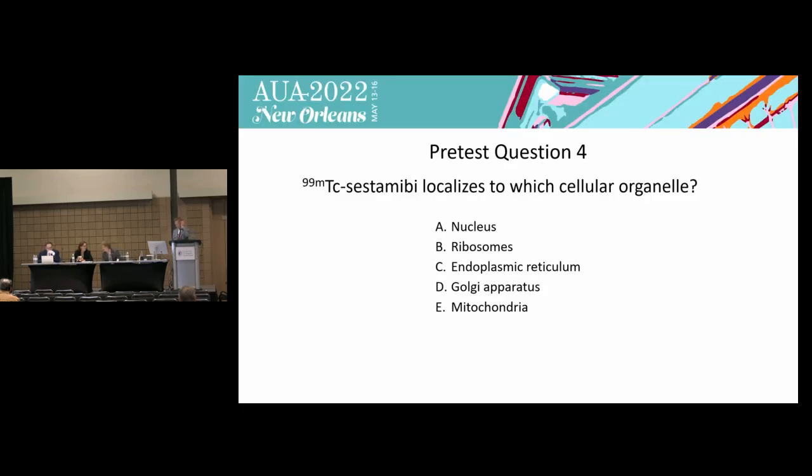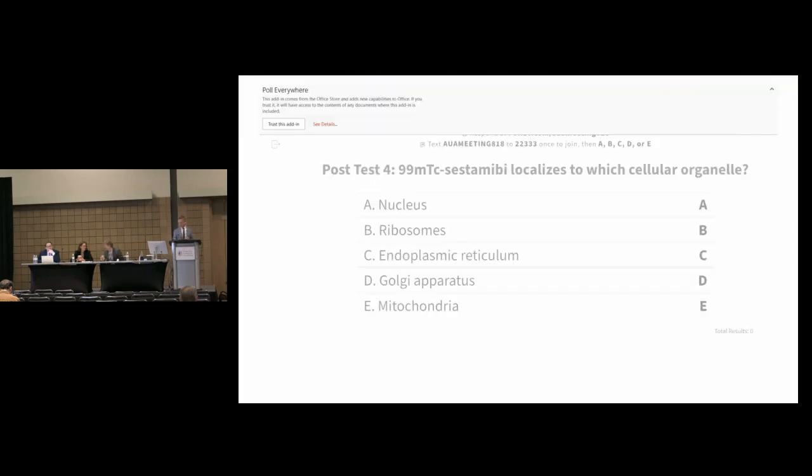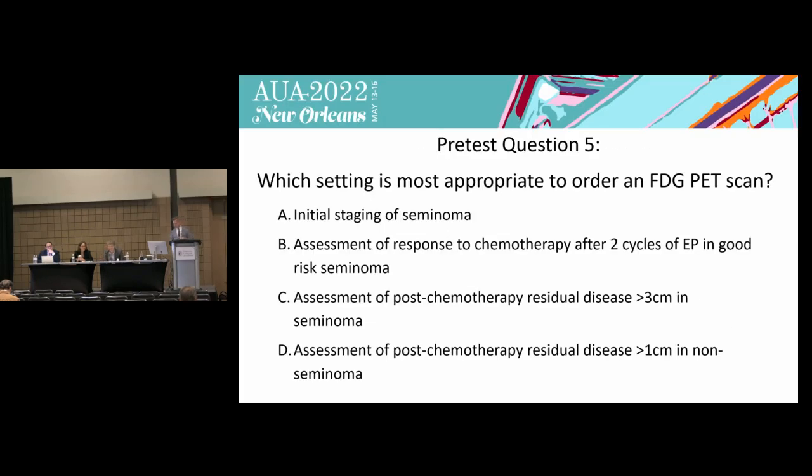Technetium-99 sestamibi localizes to which cellular organelle? And then we can go on to the last question. Which setting is most appropriate to order an FDG PET scan? A, B, C, D, in terms of testis cancer.